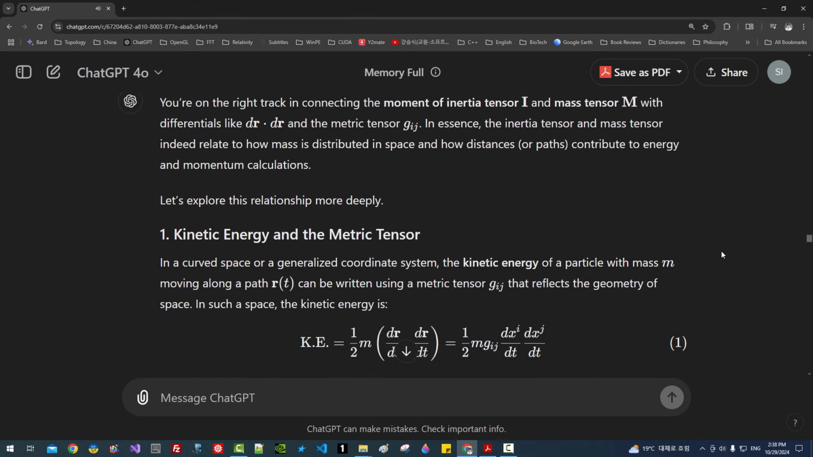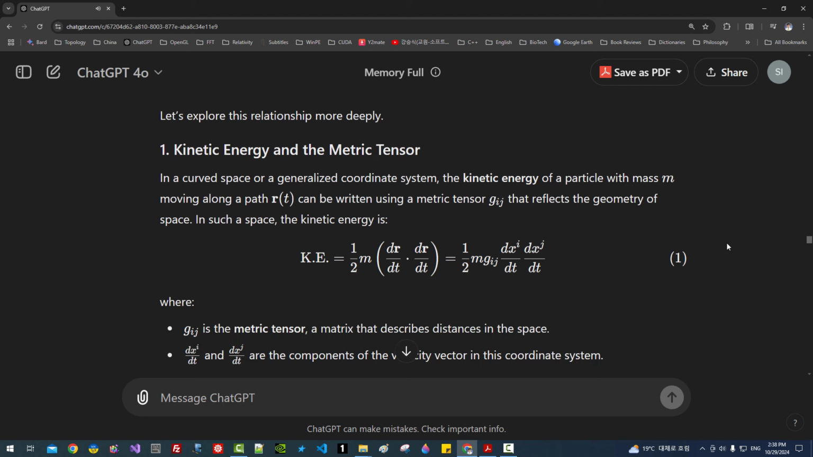You're on the right track in connecting the moment of inertia tensor I, and mass tensor, with differentials like dr and the metric tensor g_ij. In essence, the inertia tensor and mass tensor indeed relate to how mass is distributed in space and how distances or paths contribute to energy and momentum calculations. Let's explore this relationship more deeply.